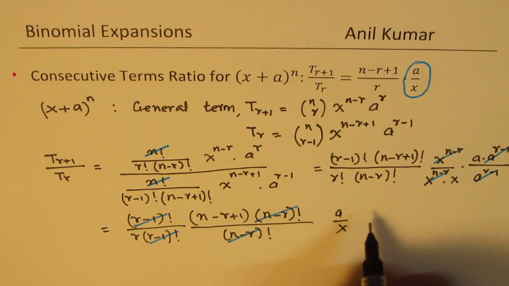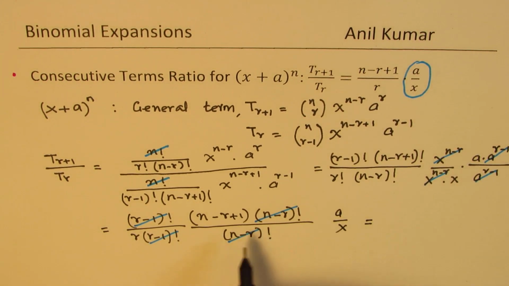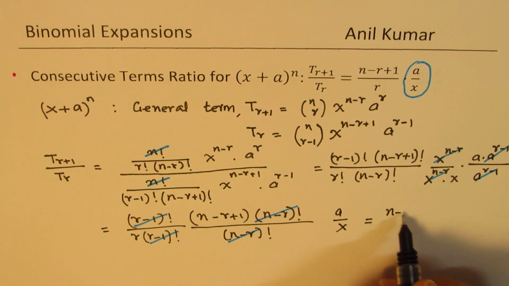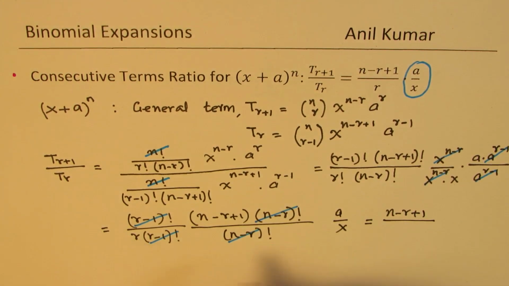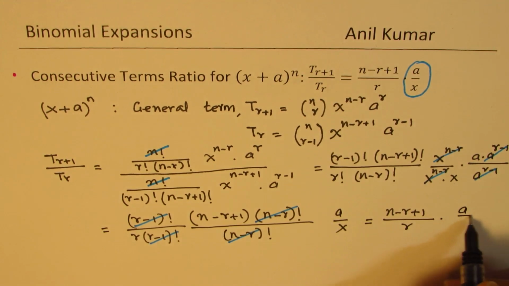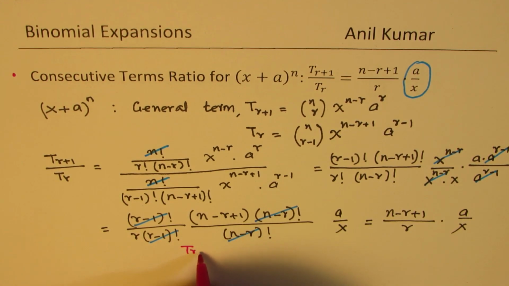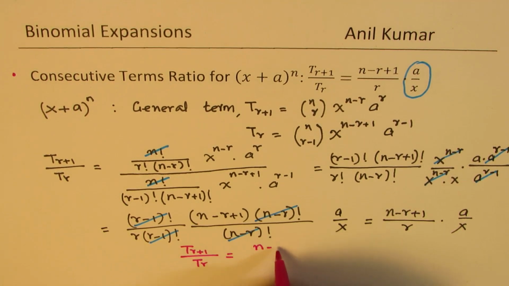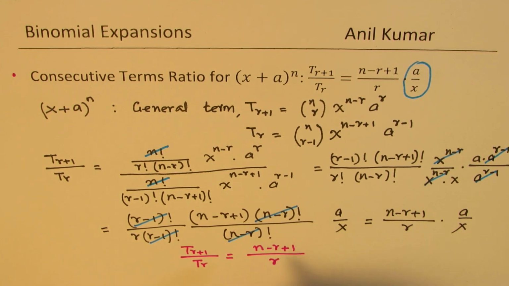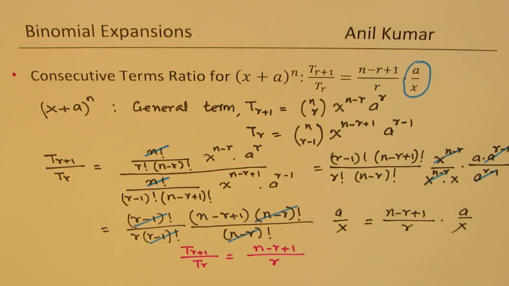So what are we left with? We are left with our formula, which is n minus r plus 1 divided by r times a over x. Is that clear to you? Correct? So we get our formula, which is the ratio of the consecutive terms, right, is generally written as this. Is that clear? Correct? Now let's take a ratio of consecutive coefficients, which is this part basically, right? Which is this part. So that should be simpler for you.